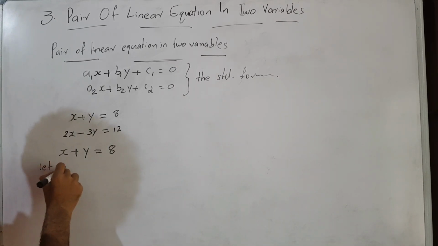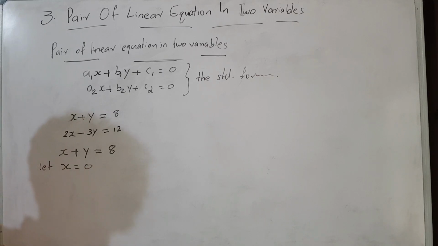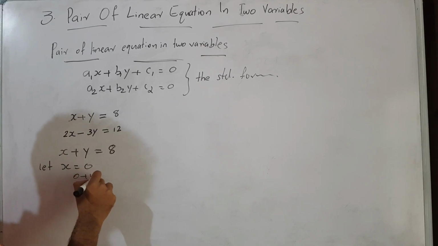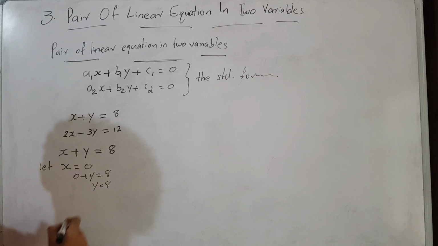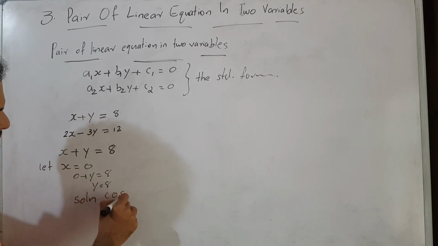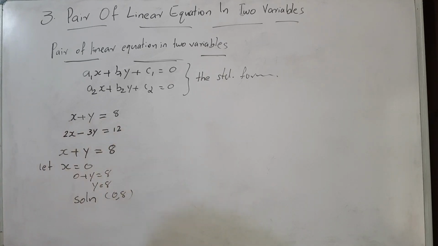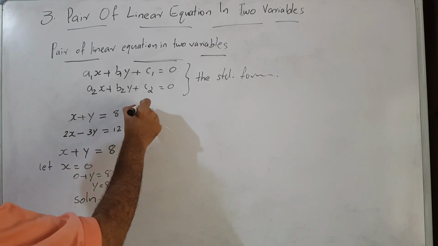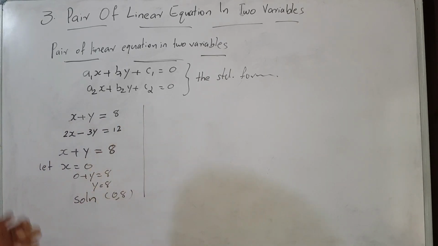Let x is equal to 0. What is the y value? 0 plus y is equal to 8. Therefore, y is equal to 8. So what is the solution? The solution is 0, 8. Correct? Next, we find the second solution of the same equation.